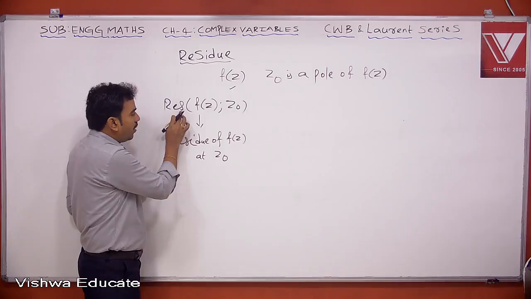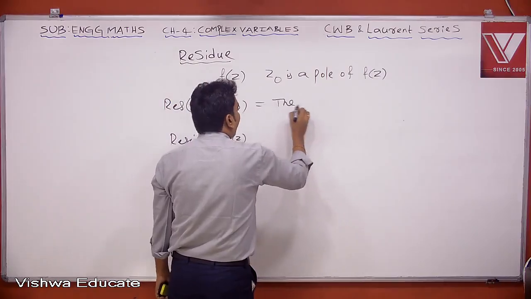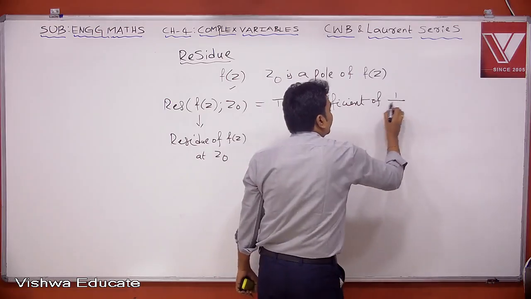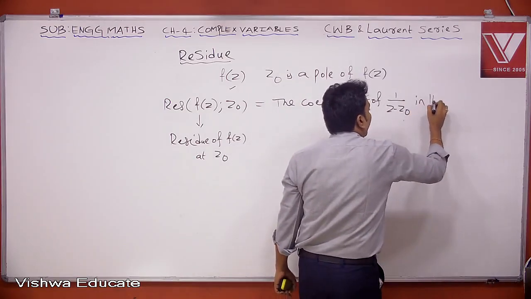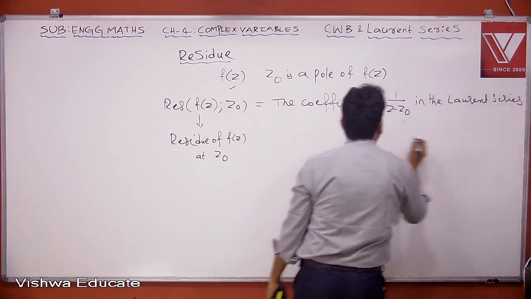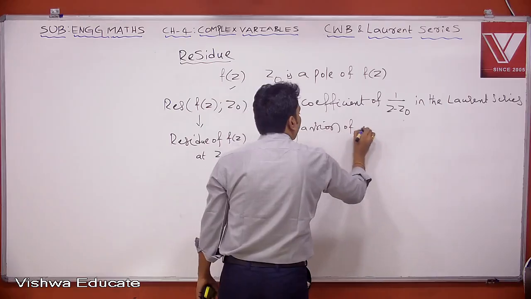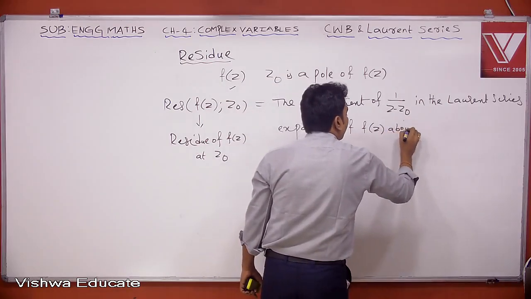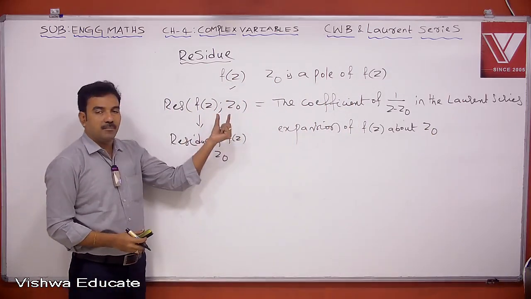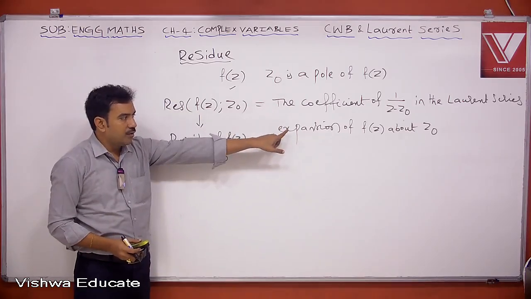This is denoted by res of f of z semicolon z0. And by definition, this is nothing but the coefficient of 1 by z minus z0 in the Laurent series expansion of f of z about z0. So this is the basic definition of a residue of a function at a pole z0.